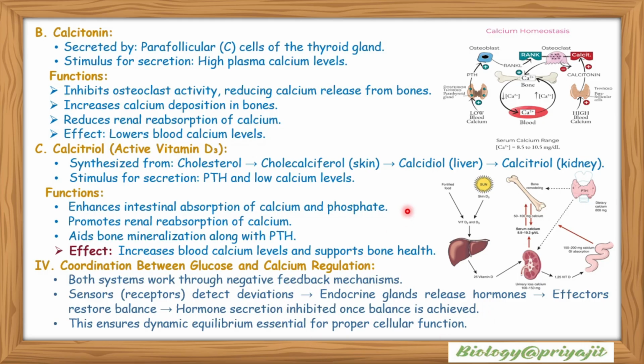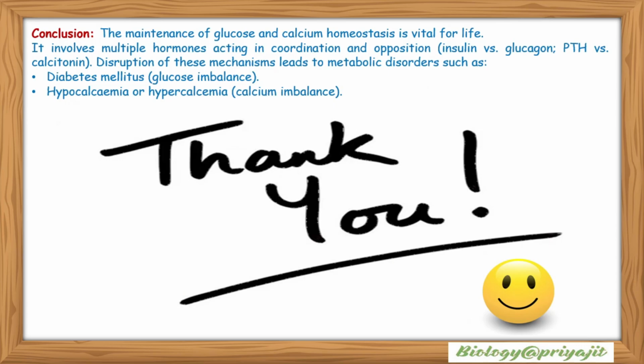Coordination between glucose and calcium regulation. Both the systems work through negative feedback mechanisms: sensors or receptors detect deviations. Endocrine glands release hormones, which act as effectors and restore balance, and their hormone secretion is inhibited once balance is achieved. These ensure dynamic equilibrium essential for proper cellular function.